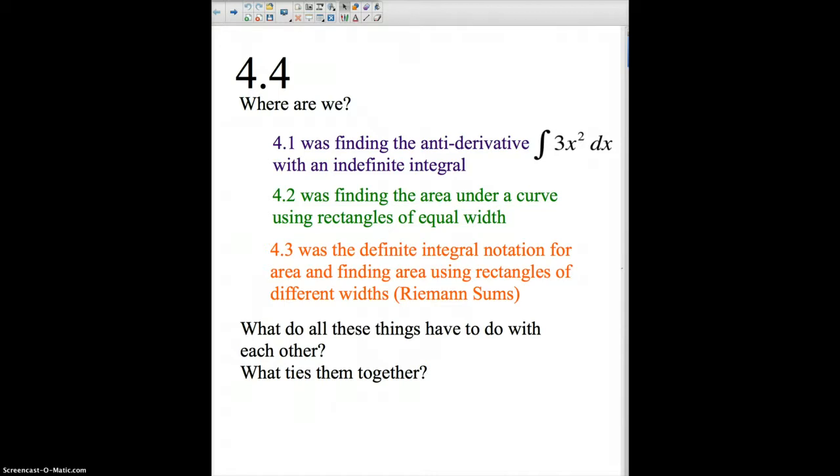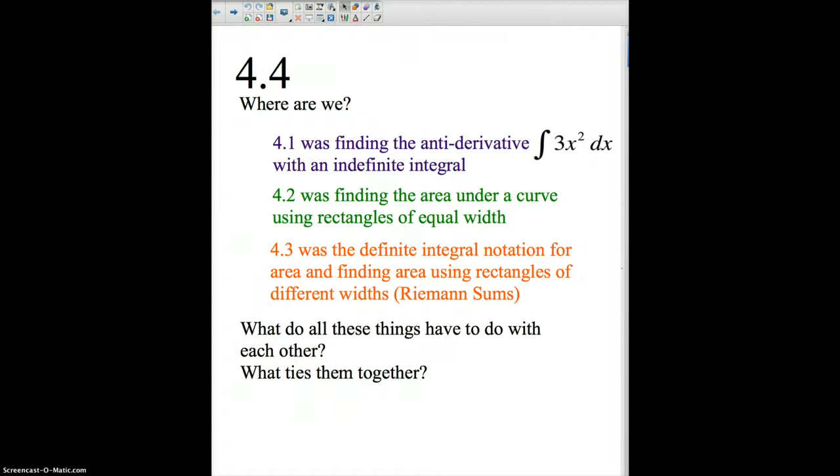And then in section 4.2, we seem to totally do away with that and worked on geometry. We were finding the area under a curve using rectangles of equal width, and we had to do a lot of geometry, base times height. In section 4.3, we talked about the definite integral notation. So it was similar to the integral from 4.1, except there were little numbers on the top and the bottom. And what that stood for was finding the area under a curve from the left bound to the right bound.